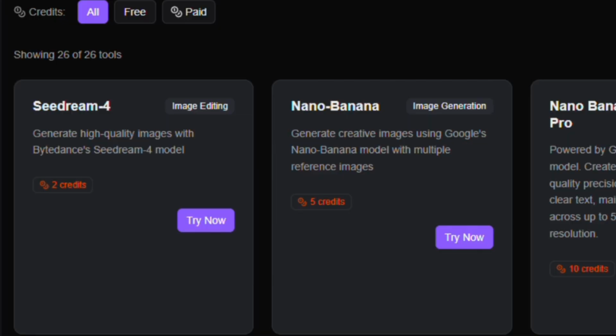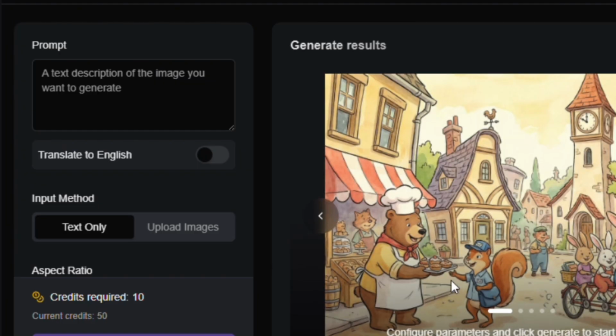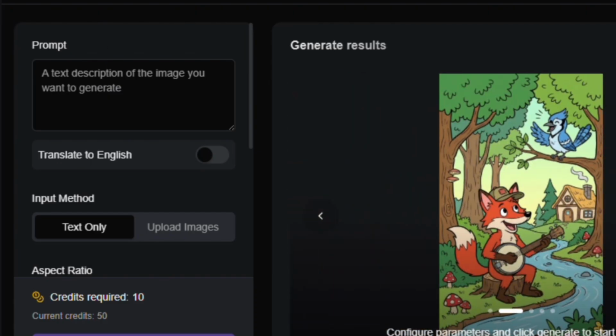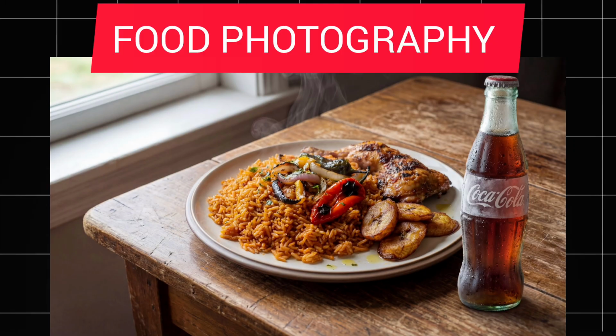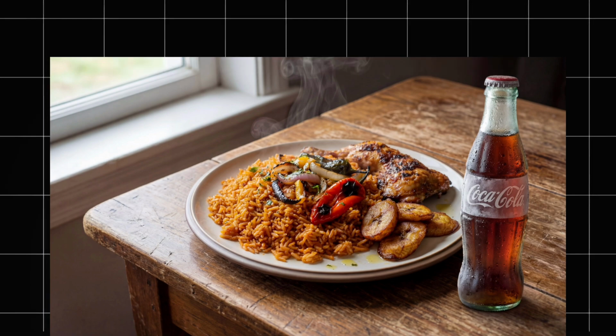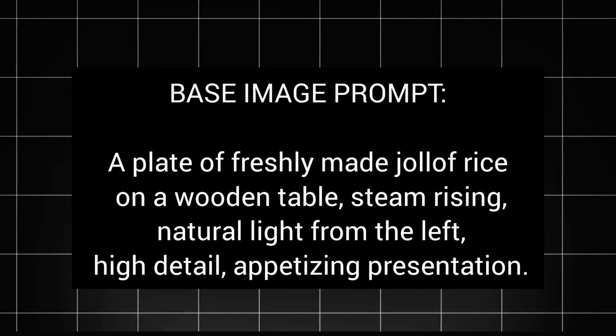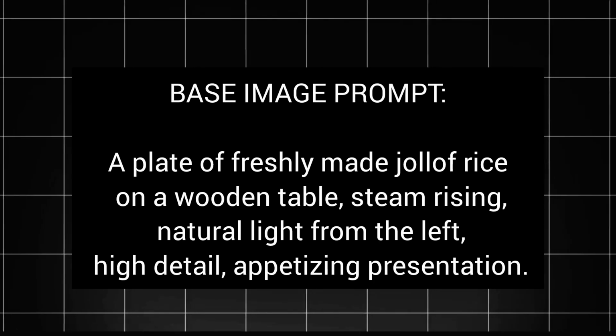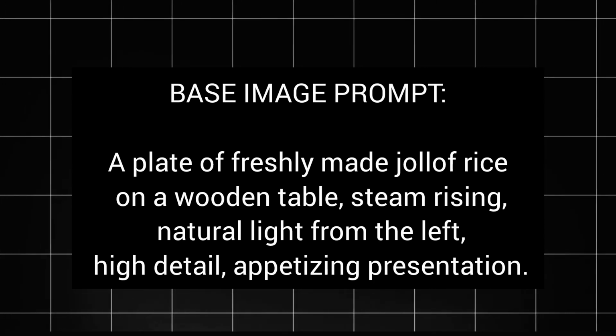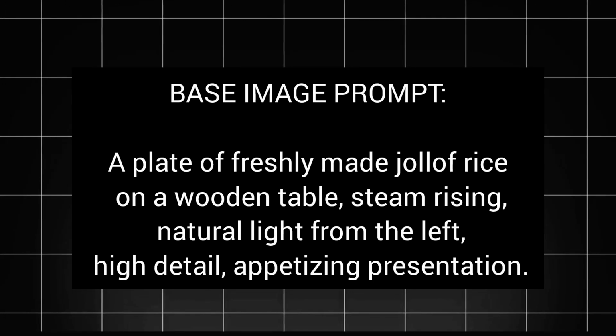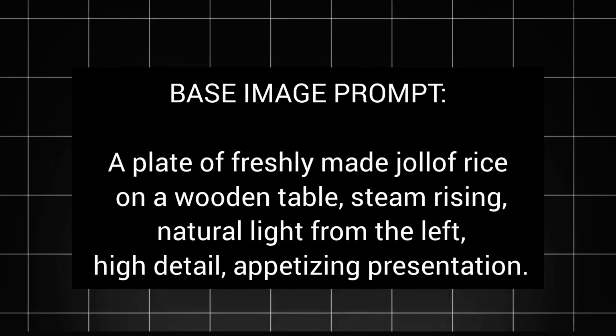Now, here's the cool part. The input method must be text only, which is perfect because I already have my base prompts ready. I wanted to create a food photography upgrade. So here's the base prompt. My base prompt is a plate of freshly made jollof rice on a wooden table, steam rising, natural light from the left, high detail, appetizing presentation.